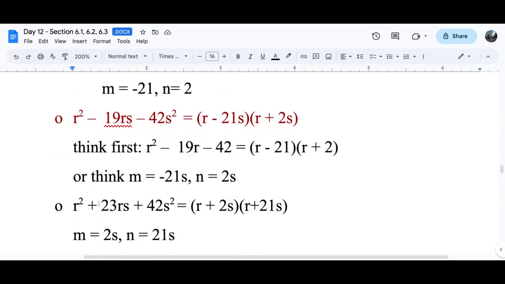Similarly for this, m is 2s, n is 21s. When we add those two, we get 23rs. Multiply 2s and 21s, and we get 42s squared. Any questions?